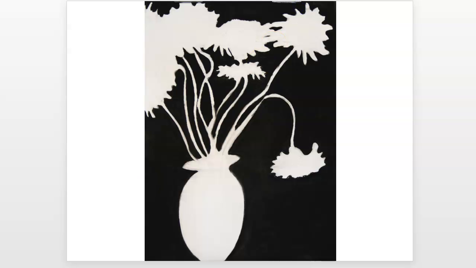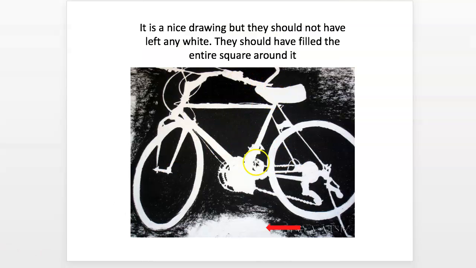Okay? Let me show you some examples of things that didn't work quite well. They're good drawings, but they weren't successful because they didn't follow directions. This is a really nice drawing of the bike, but they should have filled in all this white area where the arrow is up here.